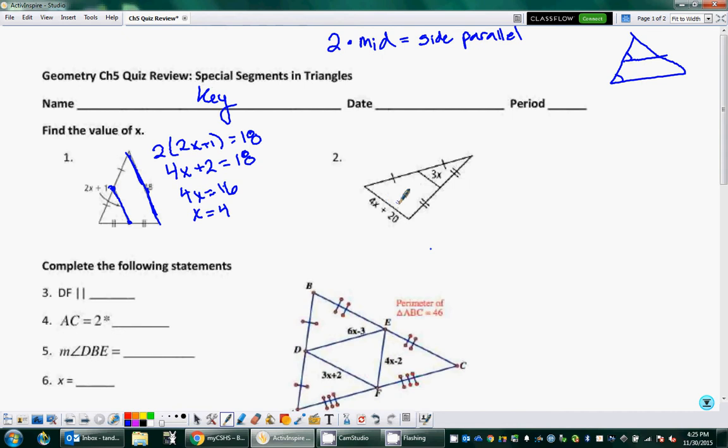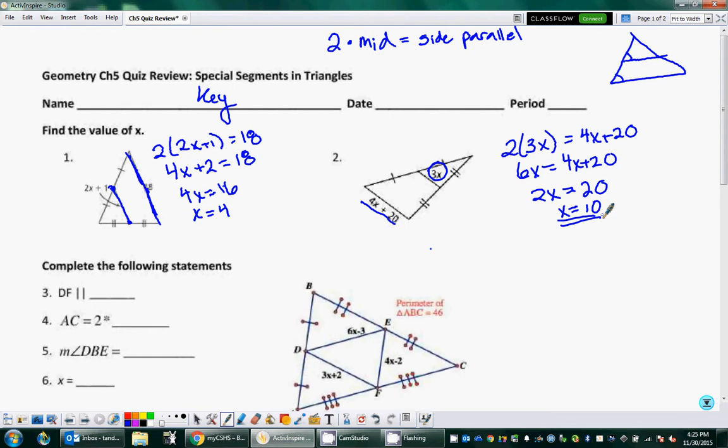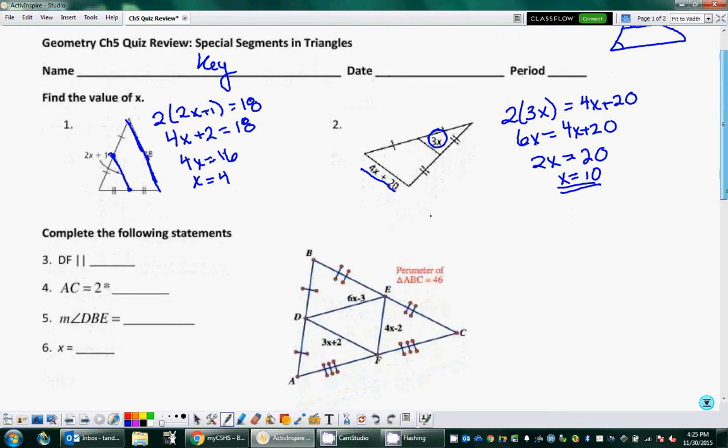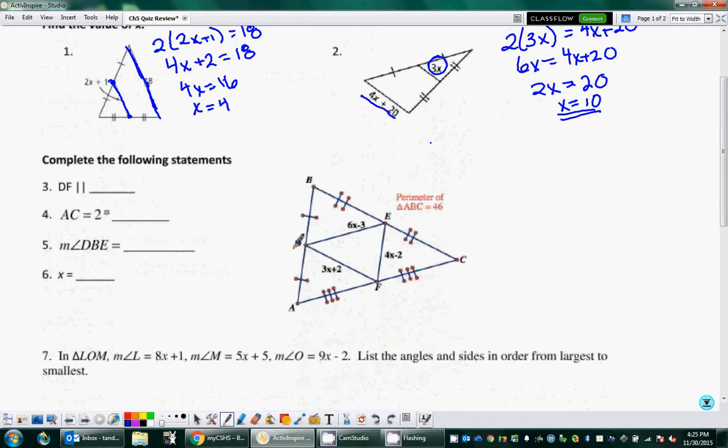For number 3 here, we've got my mid segment DF, which is parallel to one of the sides, and the one it's parallel to is here. It's running the same direction. For the next one, my parallel side is equal to 2 times the mid segment. So I've got AC, let me highlight, is parallel to the mid segment DF. So that means twice the mid segment is going to be the AC, the parallel side.